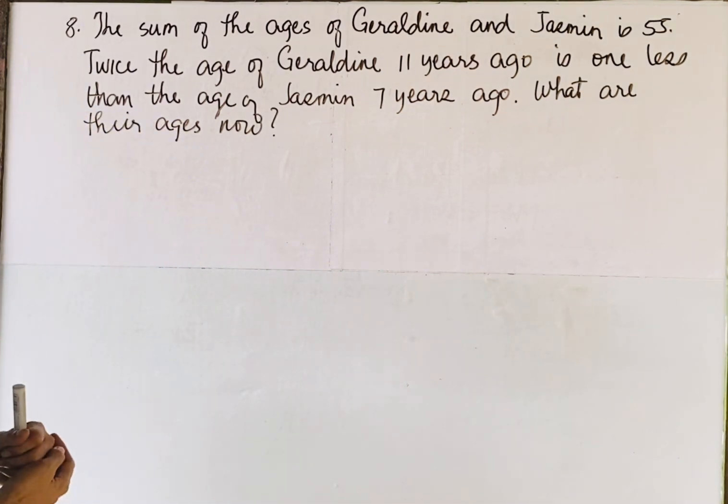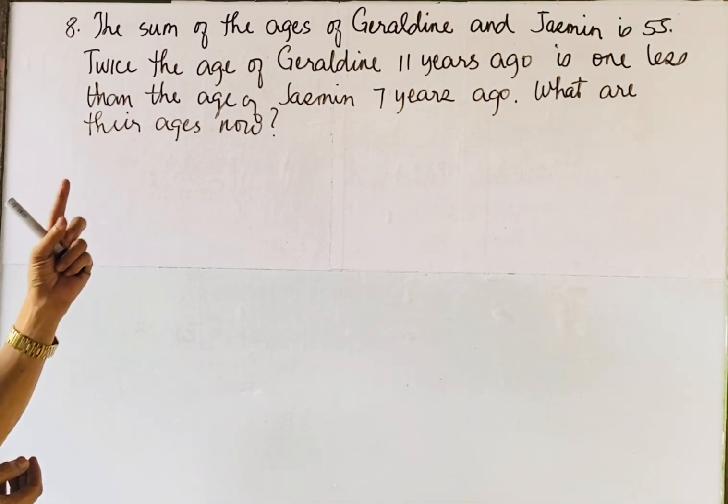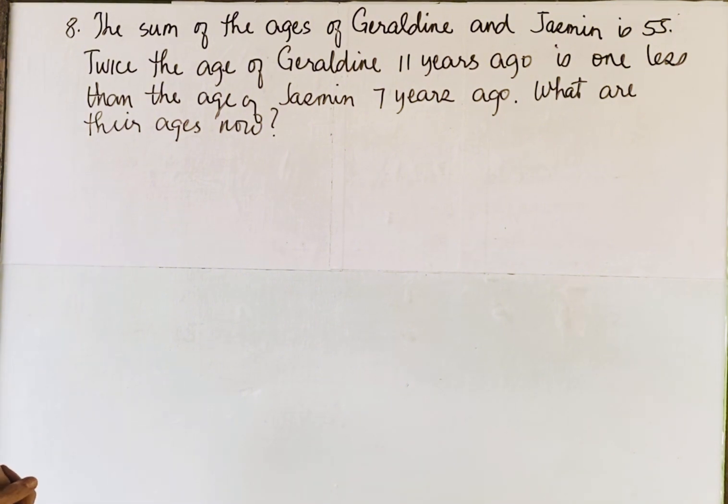Sabi dyan, the sum of the ages of Geraldine and Jasmine is 55. Twice the age of Geraldine 11 years ago is one less than the age of Jasmine 7 years ago. What are their ages now?